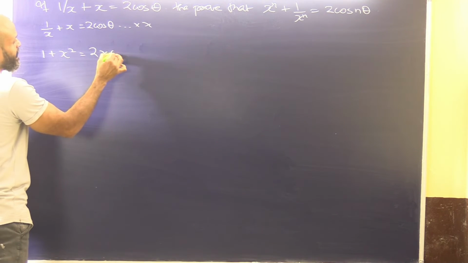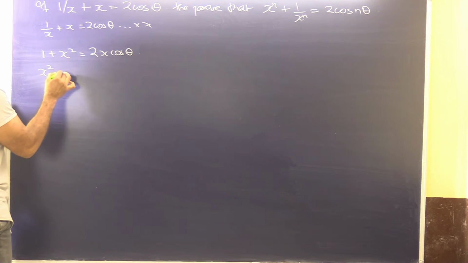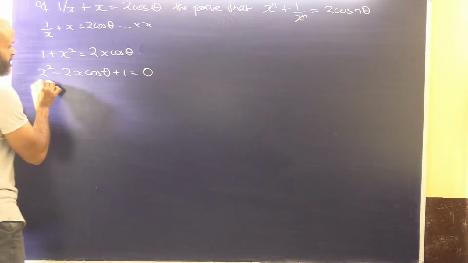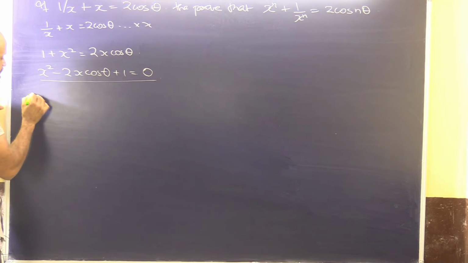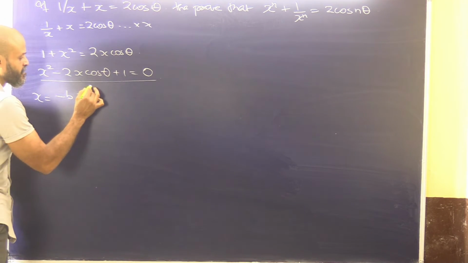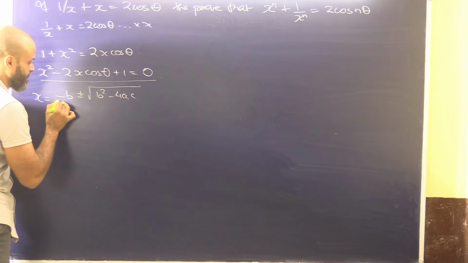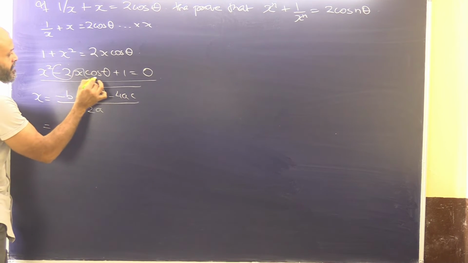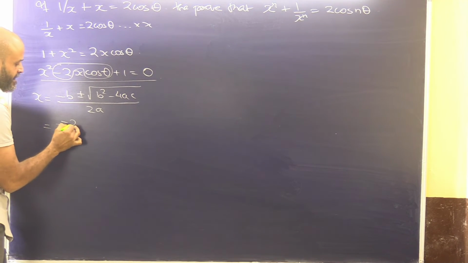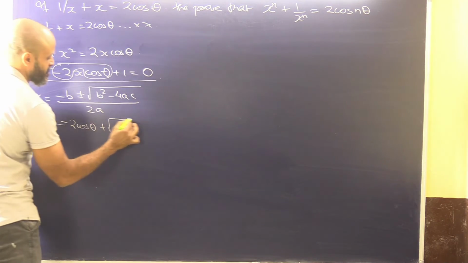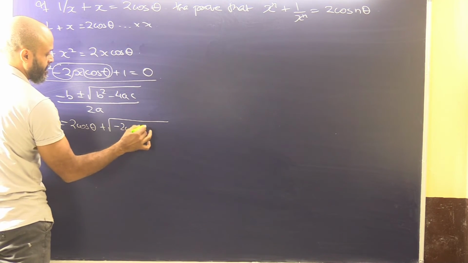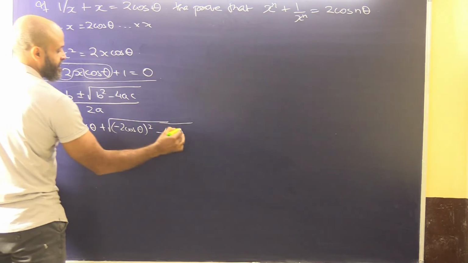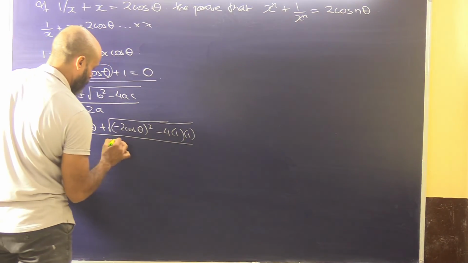Which means x square minus 2x cos theta plus 1 is equal to 0. Now this is basically a quadratic equation, and we know for a quadratic equation x will be equal to minus b plus minus root of b square minus 4ac by 2a. In this case, the value of b will be minus 2 cos theta. What do we have? B square as obviously (minus 2 cos theta) square minus 4 into a, that is 1, and c is 1, upon 2a, 2 into 1.